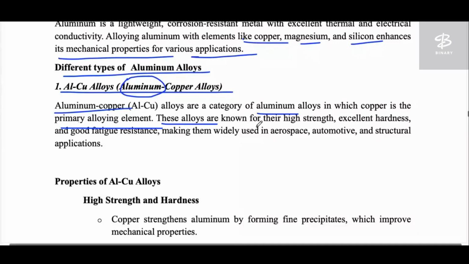These alloys are known for their high strength, excellent hardness, and good fatigue resistance. We know what strength is; we have discussed it many times. Excellent hardness, hardness we have discussed as well. Good fatigue resistance means the resistance of a material when it experiences a fluctuating load. Suppose you are applying a load and removing it, applying and removing it. This is a fluctuating load, or overall a dynamic load. Dynamic loads are of types such as fluctuating loads and alternating loads.